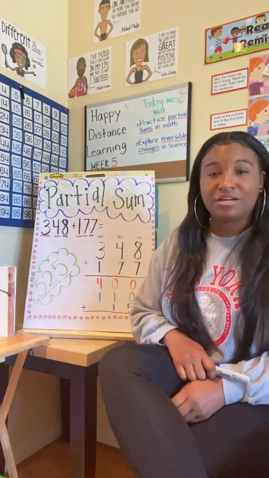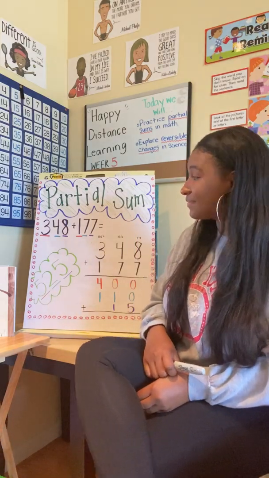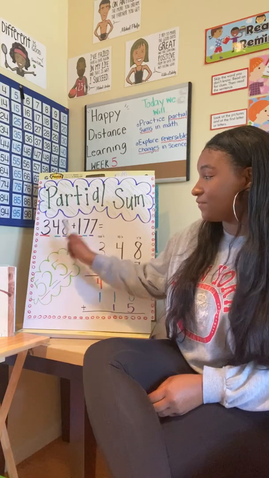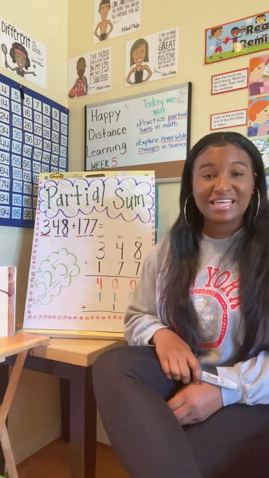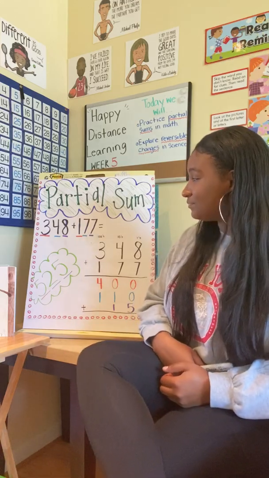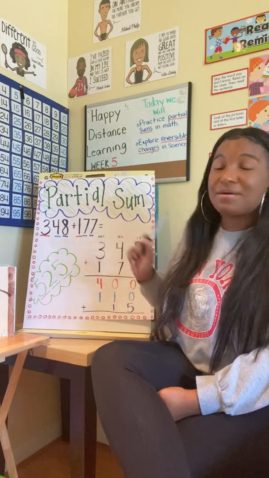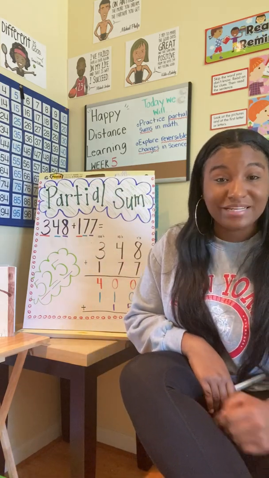Look at the equation. What number do you see that's in the tens place? Great job. We see the number 4 and the number 7 in the tens place. What about the ones place? Great job. You should have said the number 8 and the number 7 can be found in our ones place.